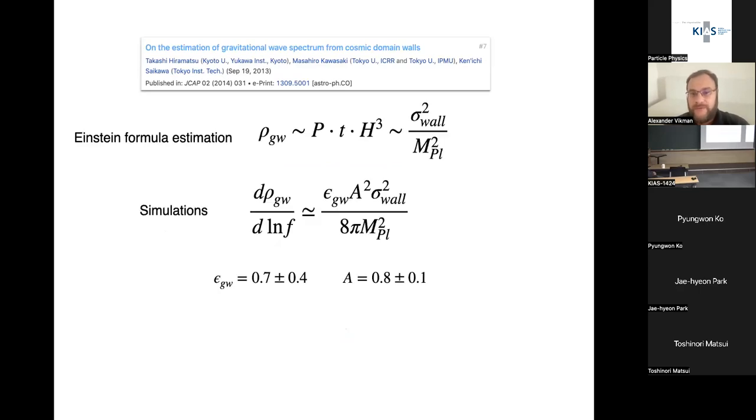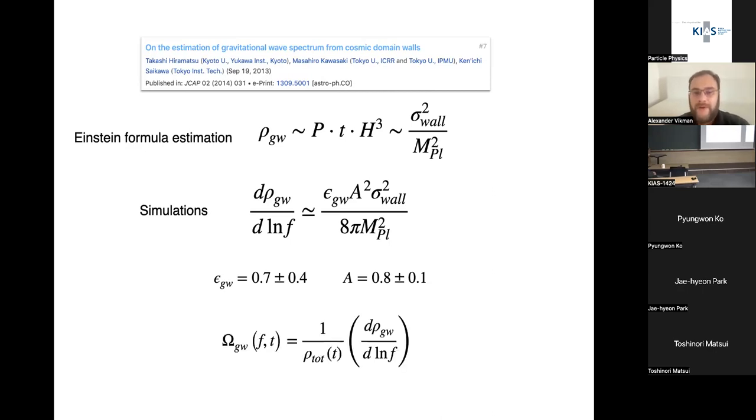Basically what they saw there in the simulations is that the log derivative of rho gravitational waves with respect to the frequency is given by the formula I showed you before, just with these two corrections, which would take longer to explain. One, A, is what they call the area correction, but it's a number. And epsilon is the efficiency correction. But as you see from the numerical simulations, both these factors are order 1.